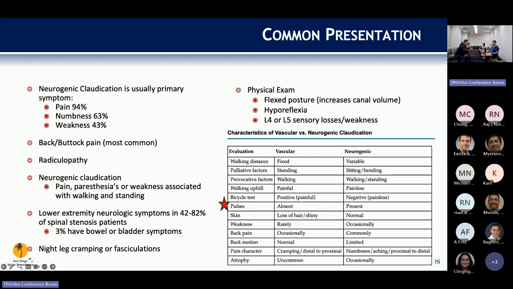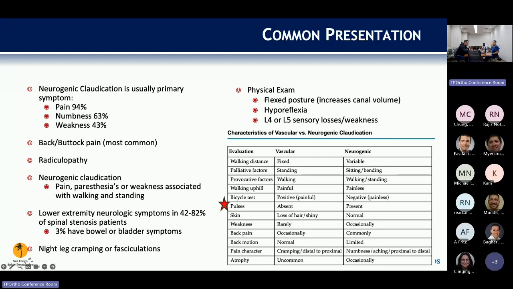On physical exam, patients show the classic shopping cart sign, where walking uphill is easier, again because flexing forward increases the canal volume. Hyporeflexia can be present as the nerves are being compressed and that neural arc is dampened. And then again, loss of sensation or weakness in the various dermatomal or myotomal distributions.